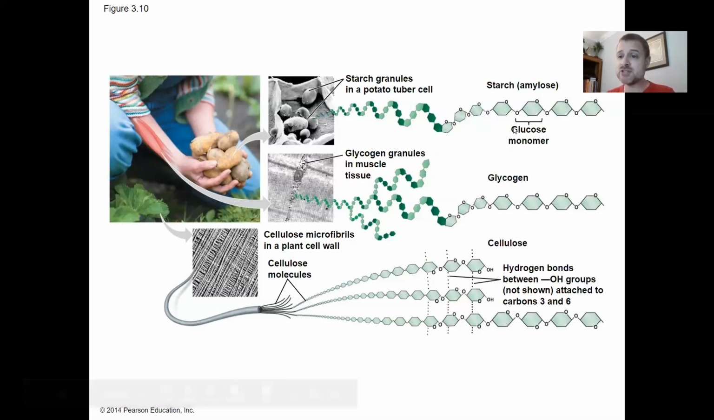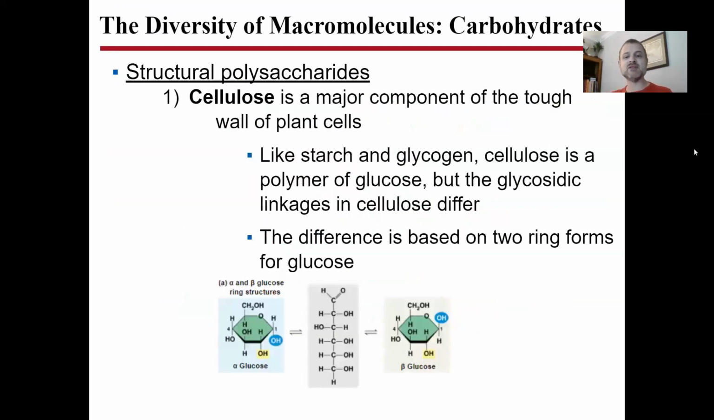You can break down starch. You can break down glycogen. You can't break down cellulose. It's fiber. You don't break it down, it just goes right through you. And cellulose is what plants use to make their cell wall. It's a tough, rigid outer covering, makes plants grow upright.